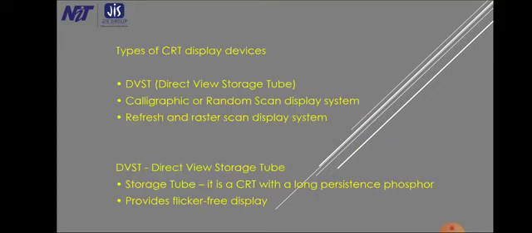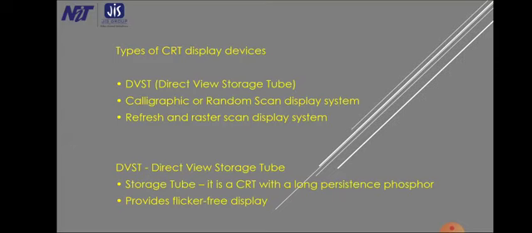So if we look into the types of display devices, the first one of them, the simplest one, is the direct view storage tube, or the DVST. This is the simplest one. The second one is the calligraphic or random scan display system. The third one is the refresh and raster scan display system. All these three devices we will discuss in detail, but the common part of these display devices is the concept of the cathode ray tube, or CRT.